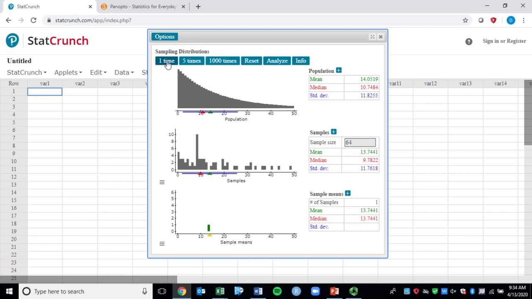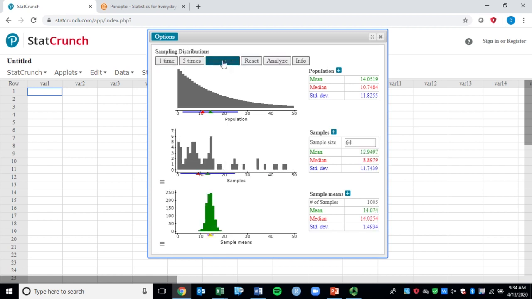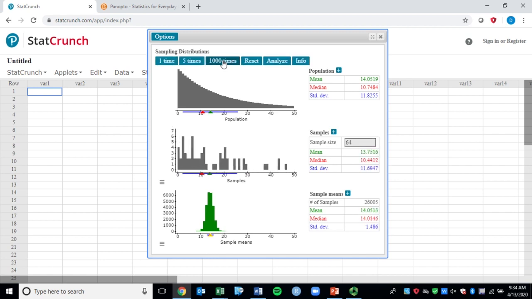So I take a sample of 64 people from here, and the X bar that turned up is that one right there. Okay, we do that again, and again, and again, a whole bunch of times. Let's do that maybe 40,000 times. There we go. So we did that about 40,000 times. All right, let's take a look now.